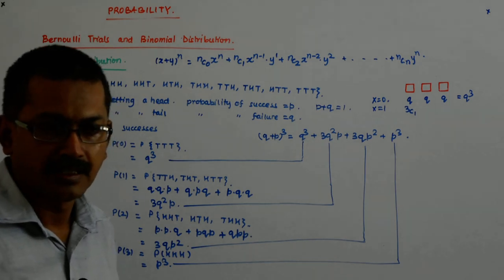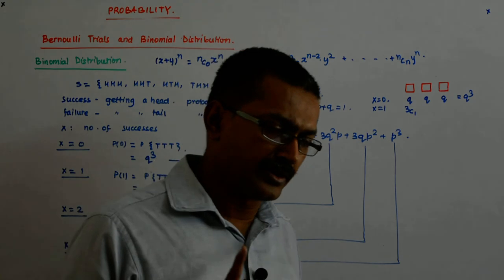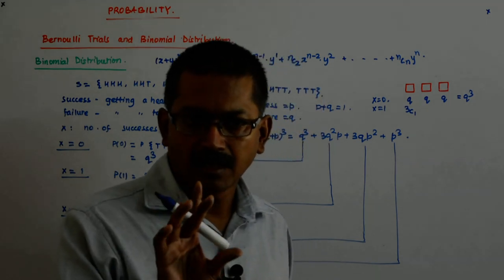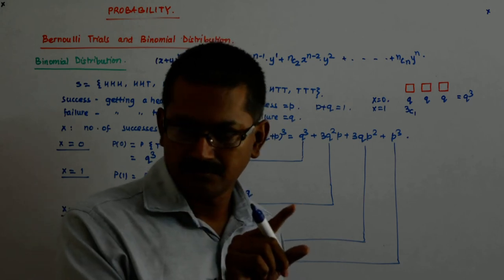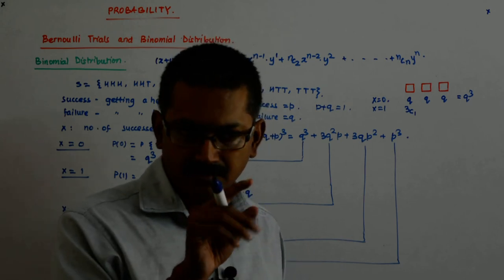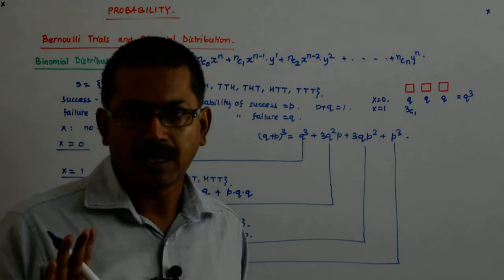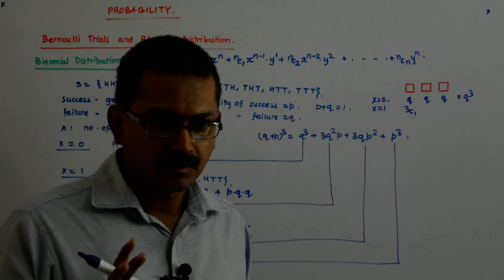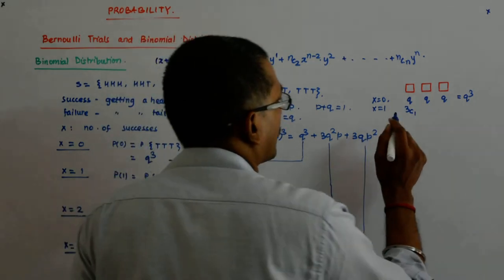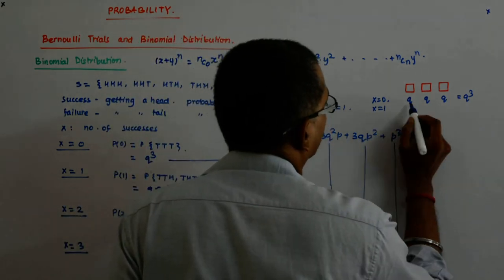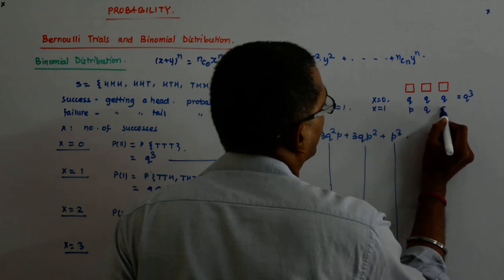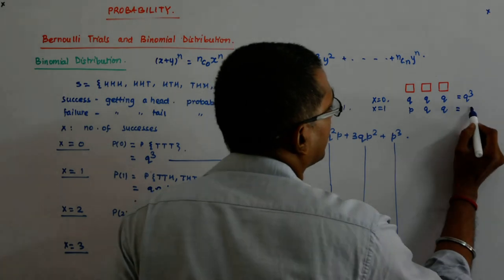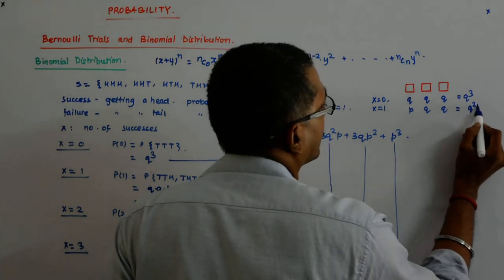Out of three, I select one. I can do it in 3C1 ways. In that, I put my success, that is p, and in the other remaining two, I put q. Now for one of those combinations, suppose this PQQ, what is my probability? Q square P.